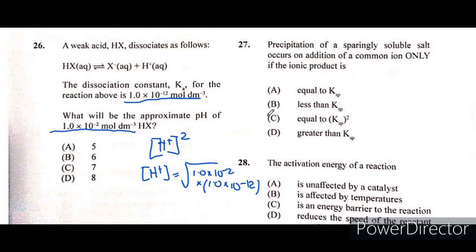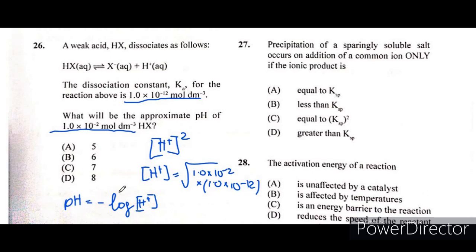Now pH is equal to minus log to the base 10 of the concentration of the H plus ions. Looking at this, I can tell that it's 7, because minus log to the base 10 of 1 times 10 to the minus 7 is 7, but you can put it in the calculator to just be sure.